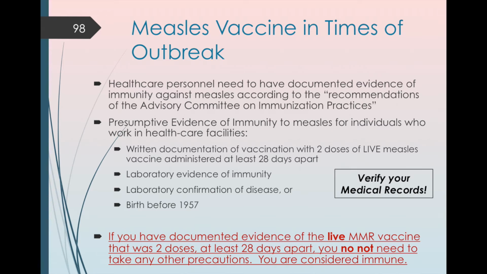If you have documented evidence of the live MMR vaccine that was 2 doses given at least 28 days apart, you do not need to take any other precautions. You are considered immune. Please verify your medical records.